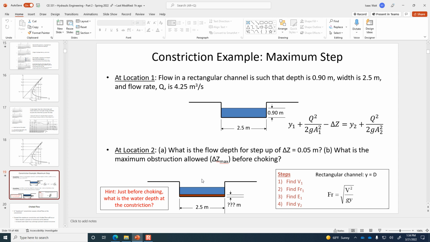And then for that depth, we can find out what the velocity is going to be. So just to show the cross-sectional view, the depth is 0.665, and the width of the channel was 2.5 meters wide. Okay, so the velocity at location 2 is the flow rate divided by the area, 2.5 meters by 0.665 meters. So the flow rate was 4.25 cubic meters per second. So the velocity at location 2 is going to be 2.55 meters per second.